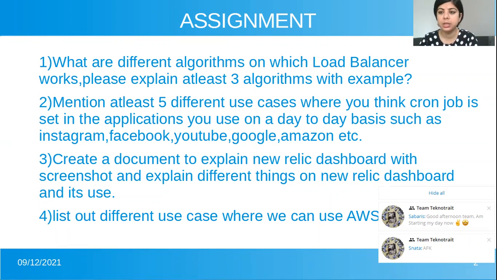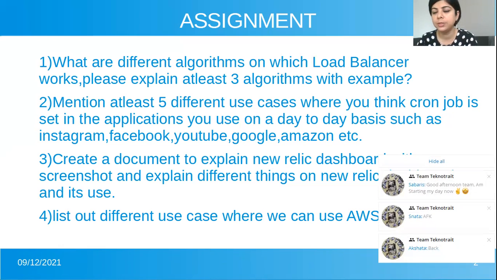Next one is least connection. In least connection, the client request is distributed to the server which is having the least number of connections at that point in time. Suppose server 1 and server 2, in which server 2 is already occupied with many end users and server 1 is free. So the request coming from the client end goes to server 1 because it has the least connection at that point in time. So this is called the least connection algorithm.